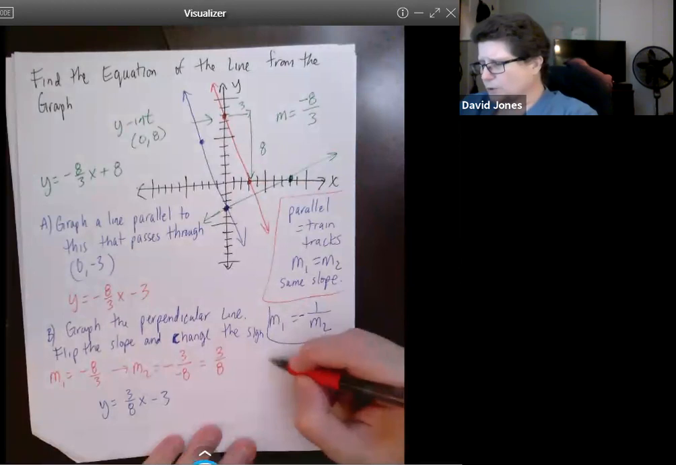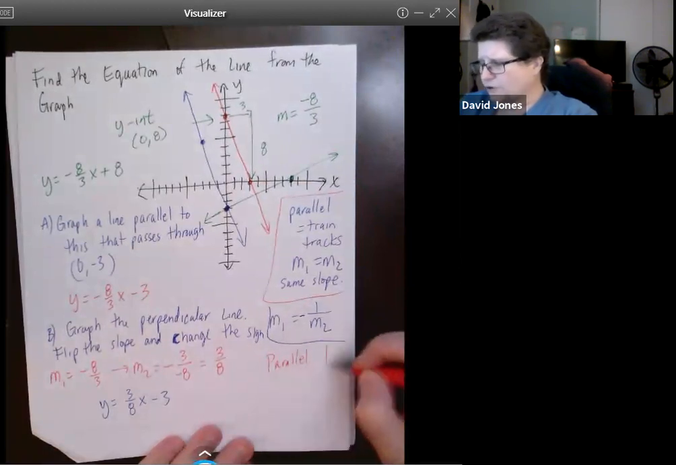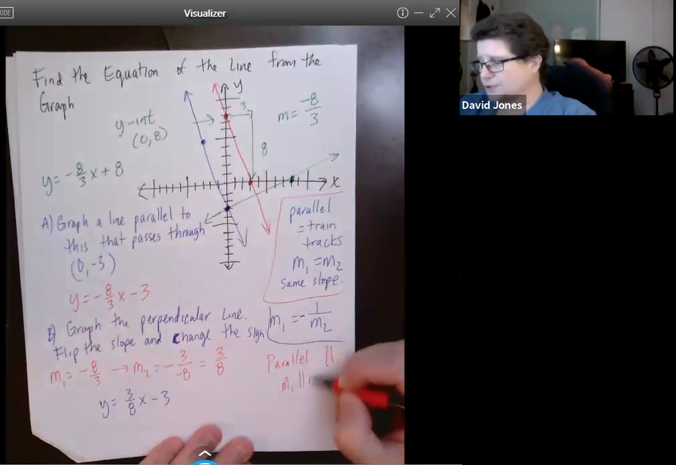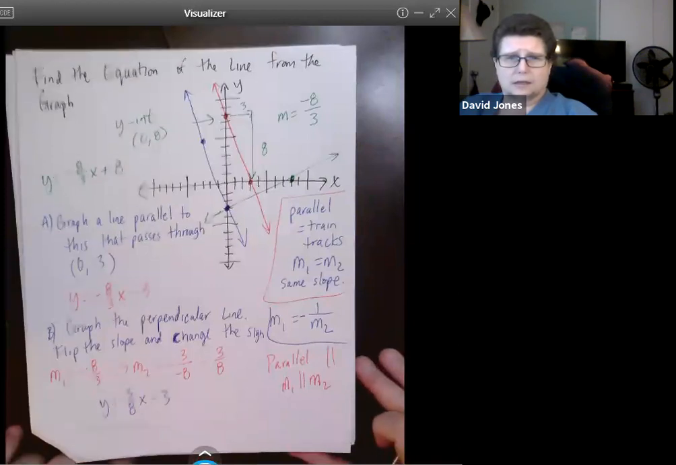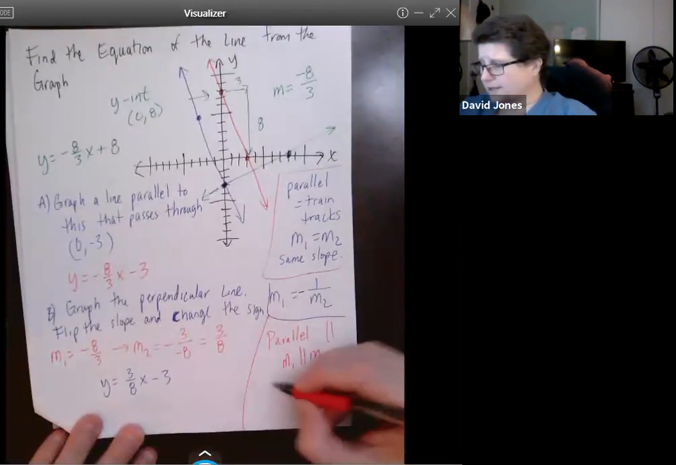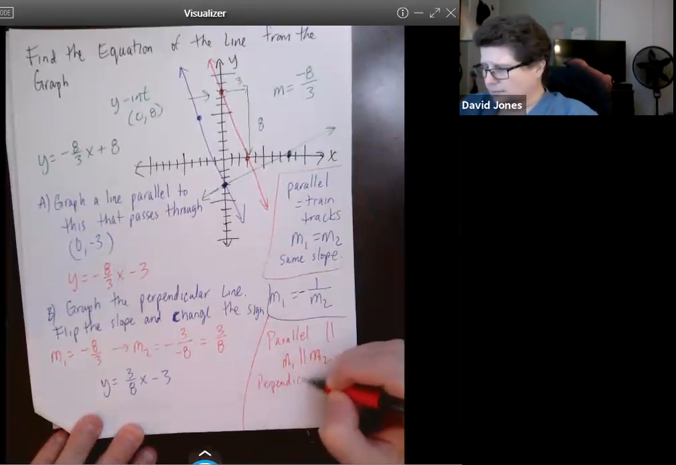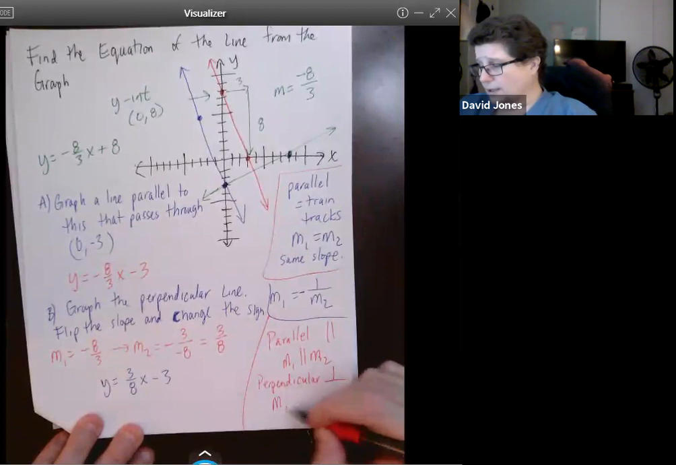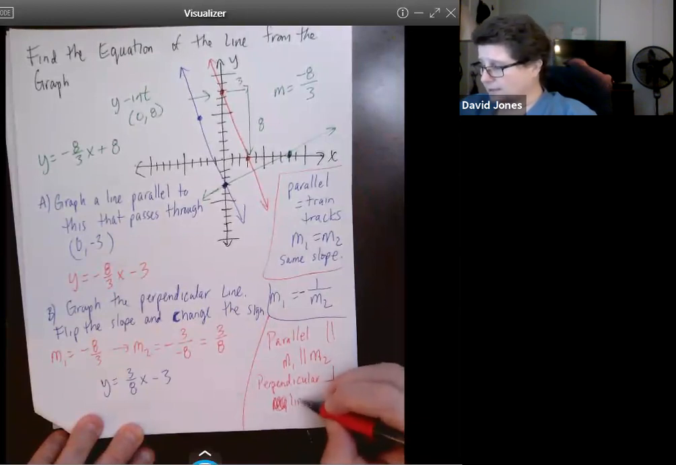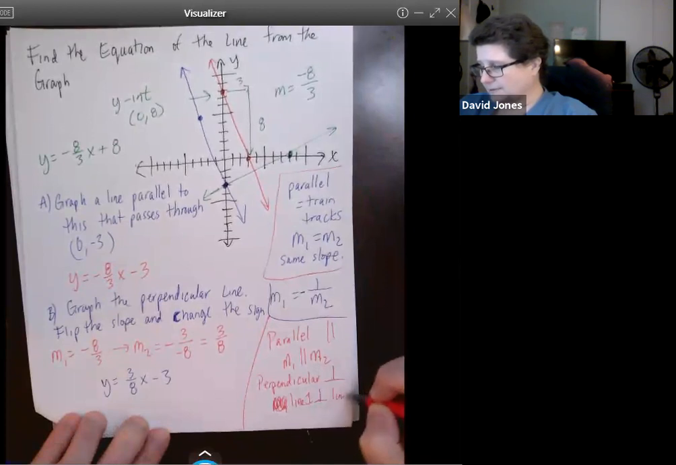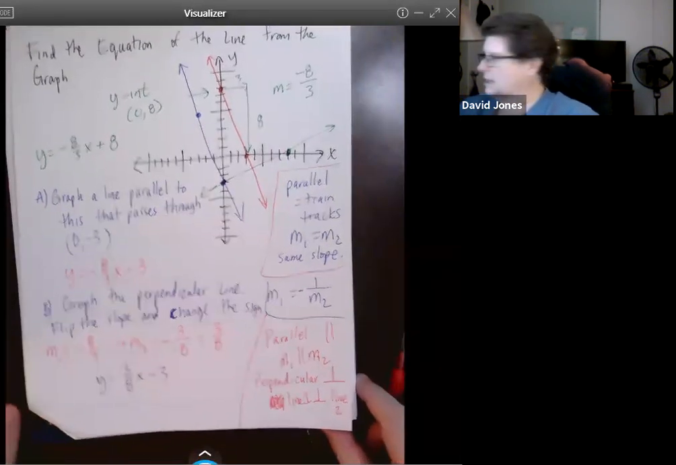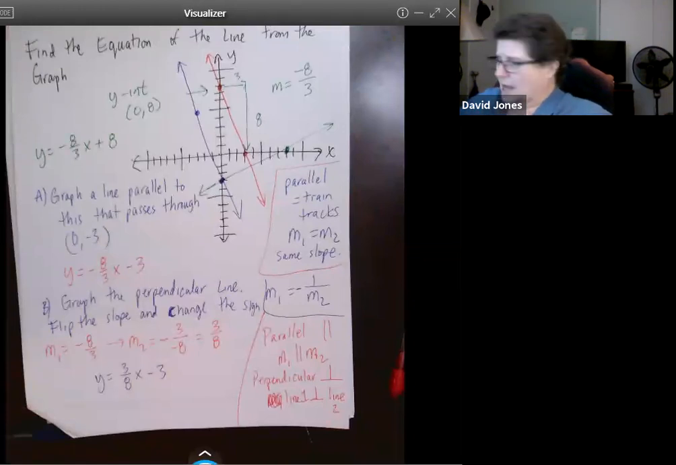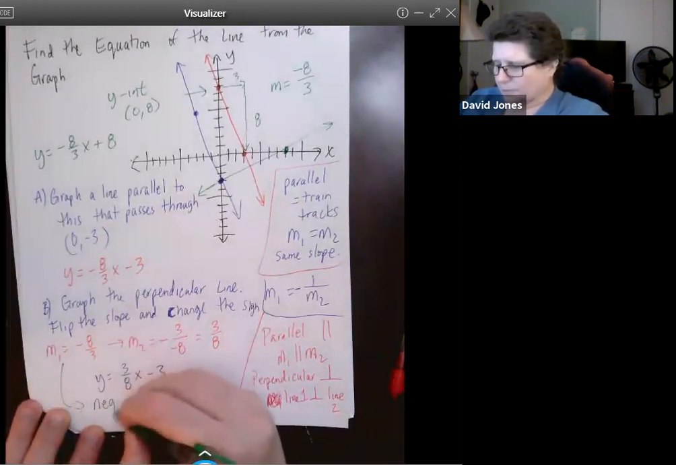The way we indicate these with symbols, parallel, we use 2 vertical bars. So we'll say M1 is parallel to M2. And perpendicular looks like an upside down capital T. M1, or equation 1, is line 1 perpendicular to line 2. And flipping the slope and changing the sign, this is another way of saying it, is the negative reciprocal.